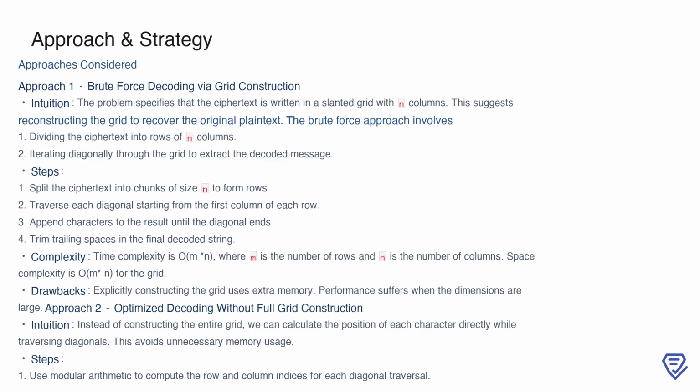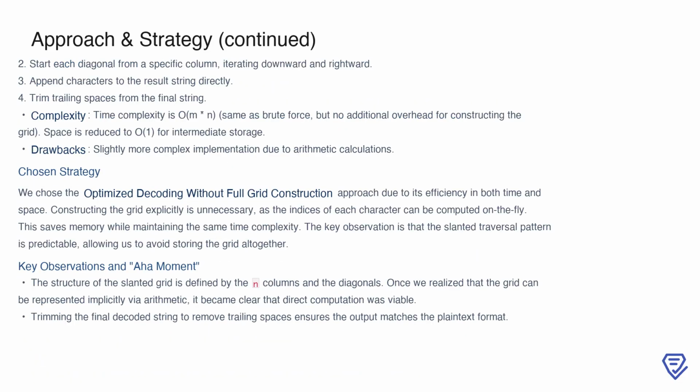This extra memory usage can become inefficient, especially when the grid dimensions are large. To address these shortcomings, we also considered an optimized approach that avoids constructing the grid entirely. The optimized decoding approach eliminates the need for a full grid by calculating the character positions directly during the diagonal traversal. Instead of physically constructing rows, we use modular arithmetic to compute the row and column indices for each diagonal.